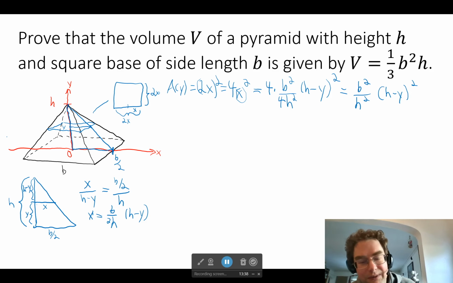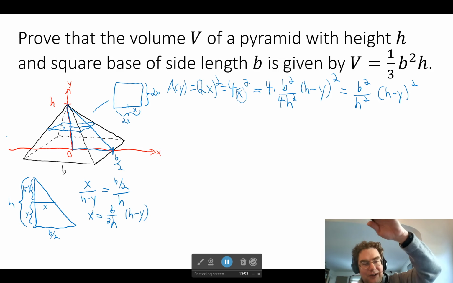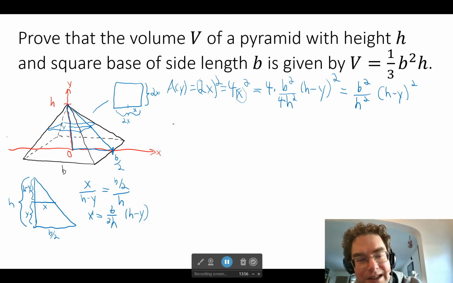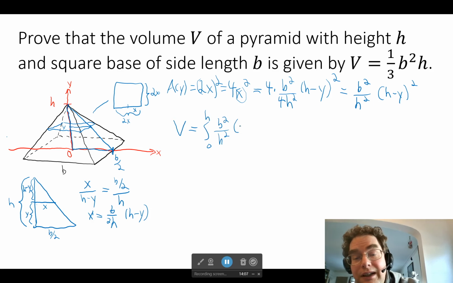We know that to get the volume of a slab there, we just thicken that up with a differential factor of dy. And then we integrate across where our pyramid's located. So the pyramid starts at y equals 0, and it goes up until y equals h. So that means that our volume here is going to be the integral from 0 to h of our differential volume. So that's b squared over h squared, h minus y squared dy.